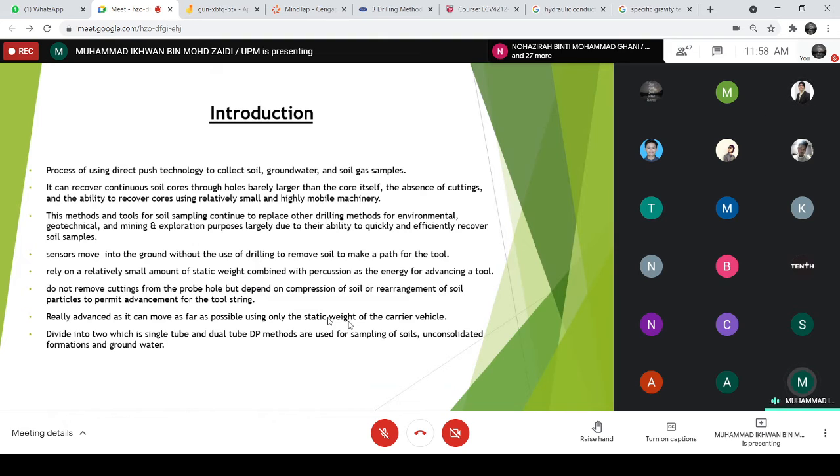For the introduction, the direct push sampling is a process of using direct push technology to collect the soil, groundwater, and the soil gas sample. It can recover the continuous soil core to the holes fairly large in the soil itself, and the absorption of the cutting and the ability to recover the core using the relative system and easily mobile machinery.